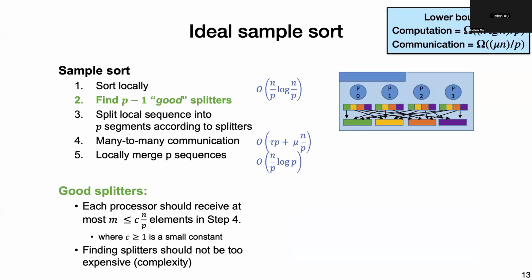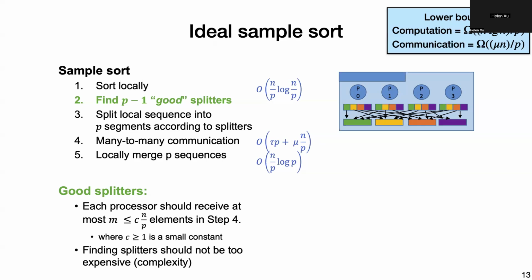Okay. In an ideal case, the issue was that we had this imbalance. In an ideal case, you would choose p minus 1 good splitters, where good means that you cut the elements approximately evenly across the processors. And then you would just do the same thing in the rest of it. The rest is the exact same thing. You figure out what is going where, you do the exchange, and then you locally merge them.